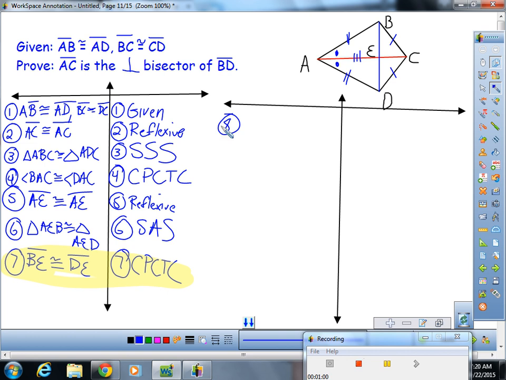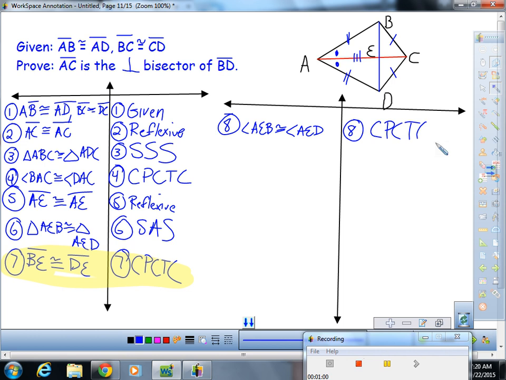Especially if I paid attention earlier in the video. I can say that angle AEB is congruent to angle AED. What allows me to say that? CPCTC. Okay?